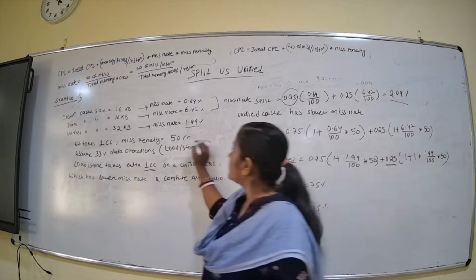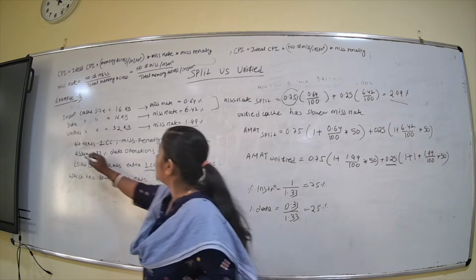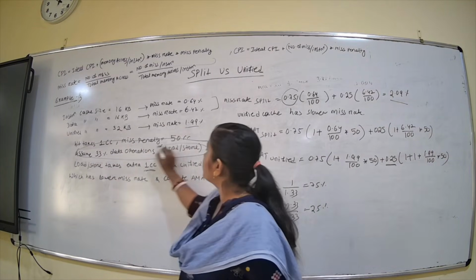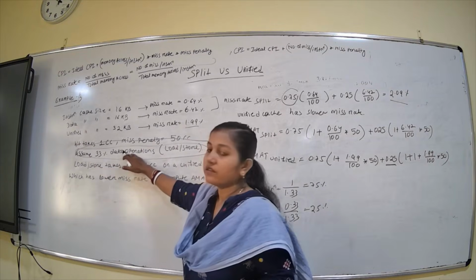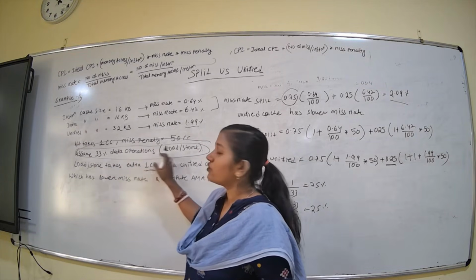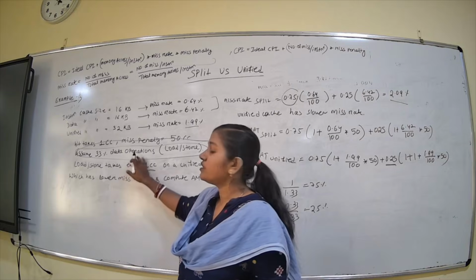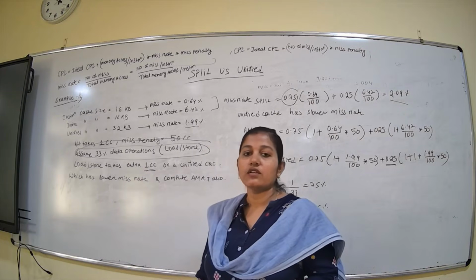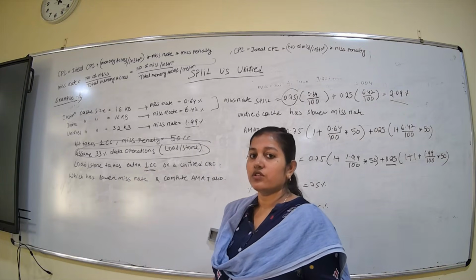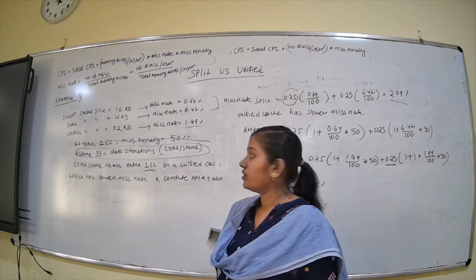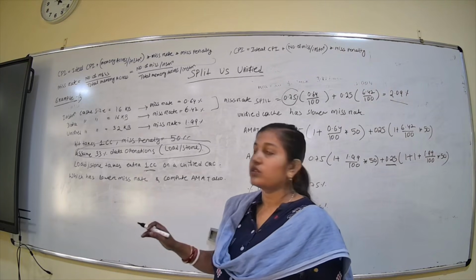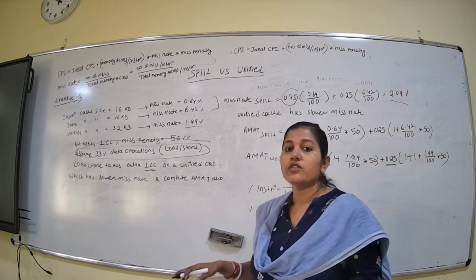So only the changed line will be this one. In this line, 33% are load and store. In the previous example, it was what? 75% of memory accesses are instruction references. Okay, so that's it. This is regarding your unified versus split case.